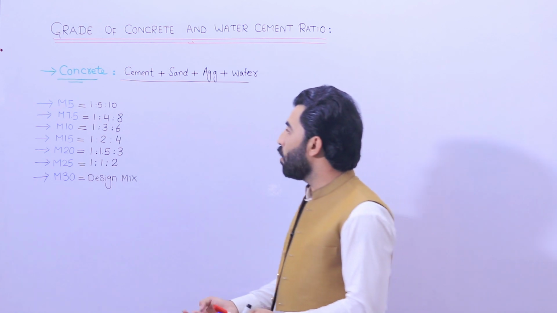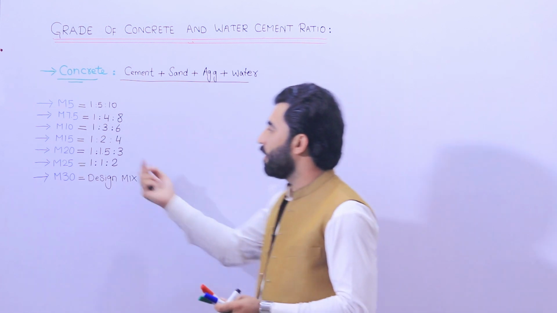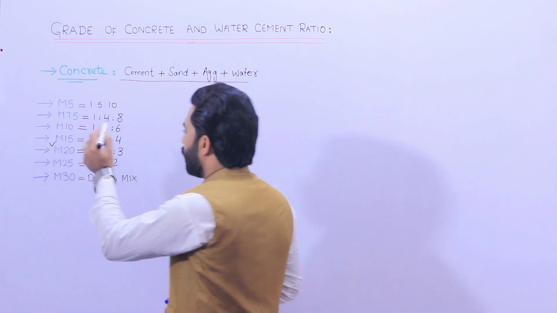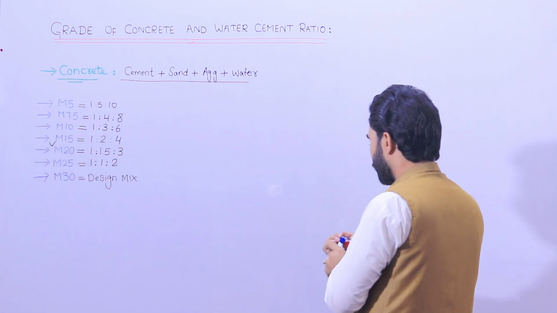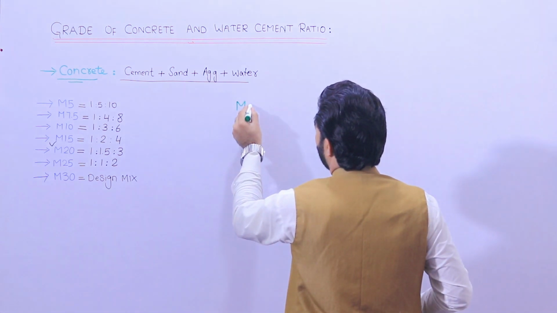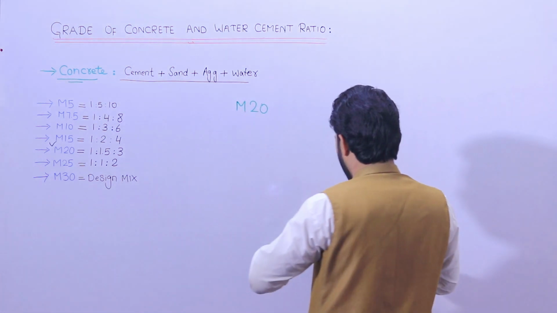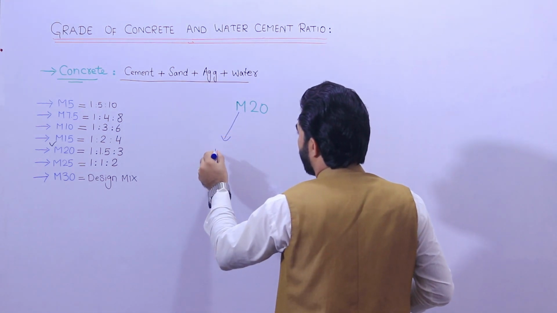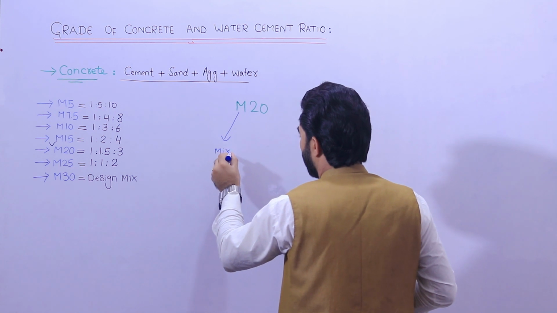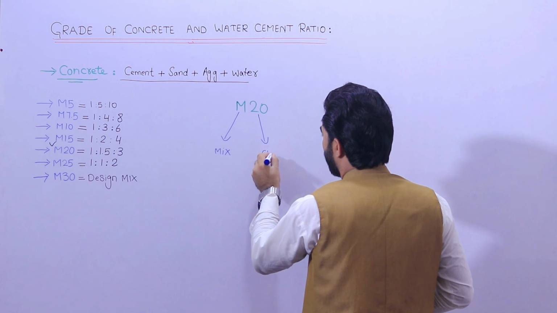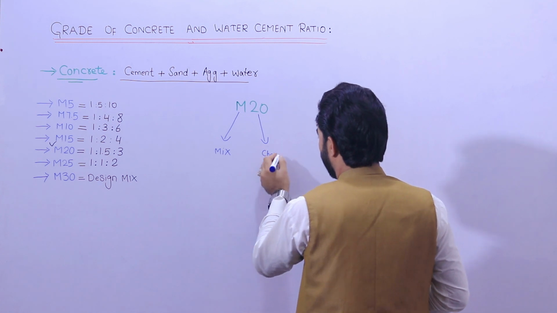Now what is M5 or what is M20? So what is M20? Here guys, remember, here we have M and 20. Now in detail, M stands for mix, concrete mix. And 20 is the characteristic strength of concrete after 28 days.